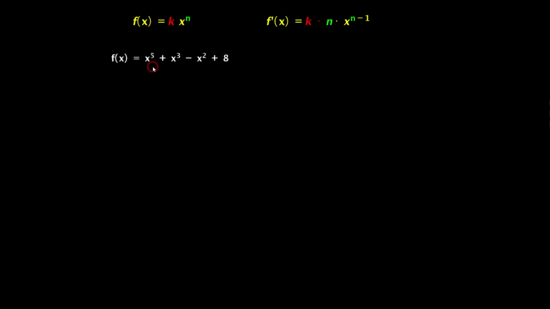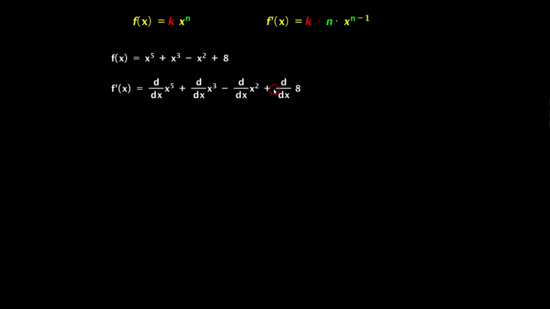In this video, we're going to learn the addition rule. F of x has 4 terms: x to the 5 plus x to the 3 minus x to the 2 plus 8. We have a constant. We have learned that the derivative of a constant is 0. So the strategy is f prime is going to be, we're not doing the derivative now, the derivative of x to the 5 plus the derivative of x to the power of 3, subtract the derivative of x to the power of 2, add the derivative of 8.